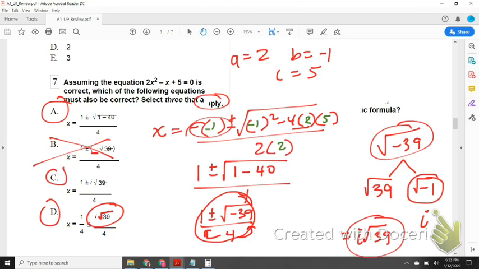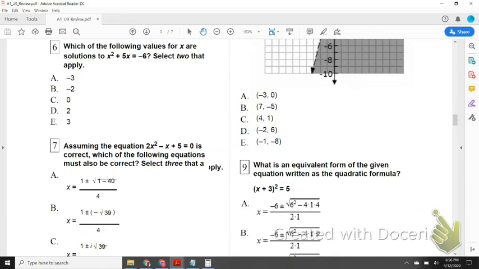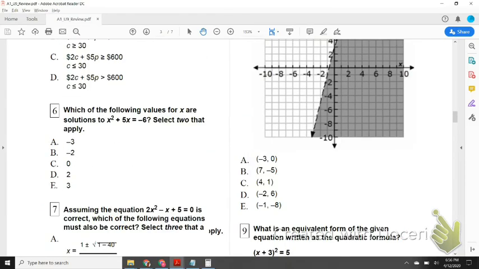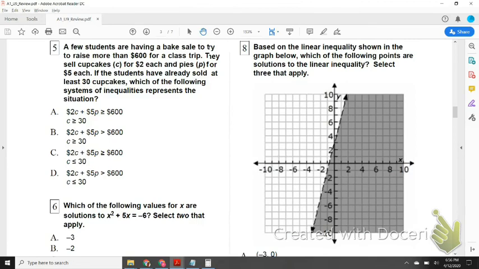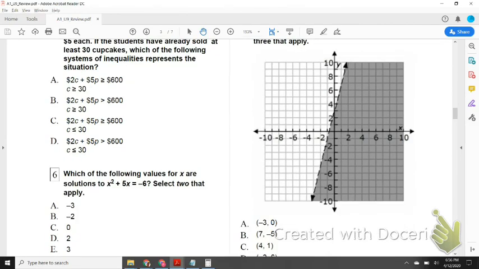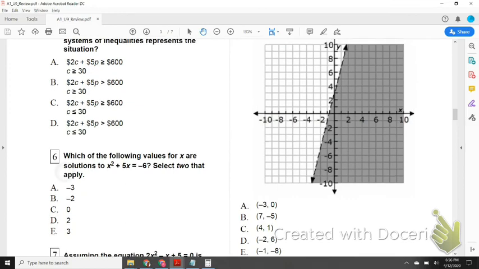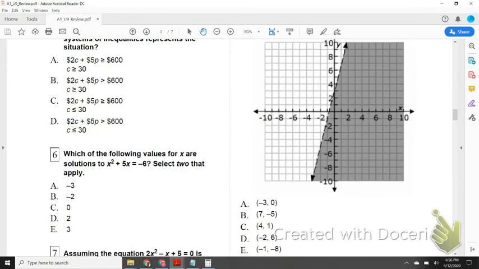All right, one more problem. Let's go to number 8. Number 8 says, based on the linear inequality shown in the graph below, which of the following points are solutions to this linear inequality? Select 3 that apply. So this one's pretty straightforward, right? Let's just plot all these points. Negative 3 comma 0 right there. So that's not it.